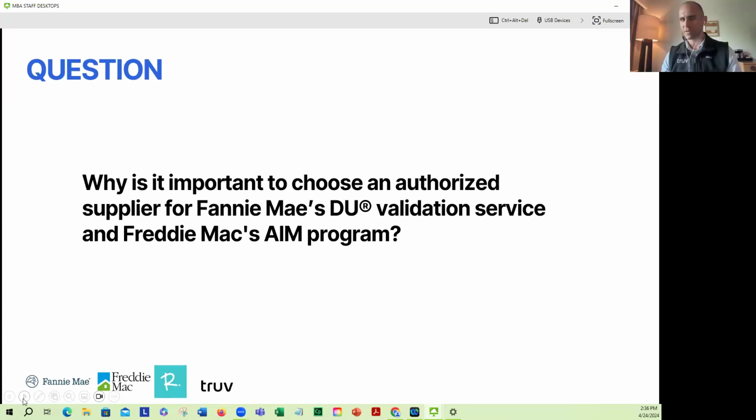Brooke, really briefly, do you want to answer this question, and then I'll give Jody a chance? Well, I think from our perspective, the answer is obvious. We want to offer rep and warrant relief. We want to make sure that lenders are able to streamline their processes, and so we don't see the data if you aren't choosing an authorized supplier.